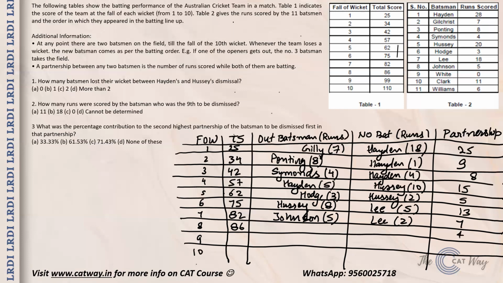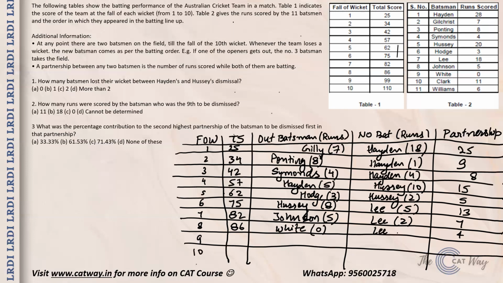There is another 4-run partnership that took place. Now Lee still has 11 runs to cover, and this partnership only lasted for 4 runs. So Lee again cannot be the person who got out. That means it is the person in white who got out, and he got out for a 0.